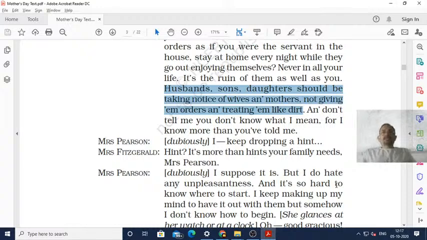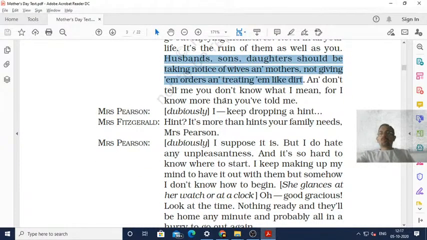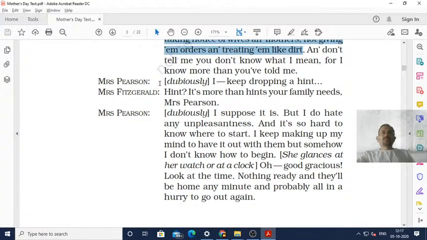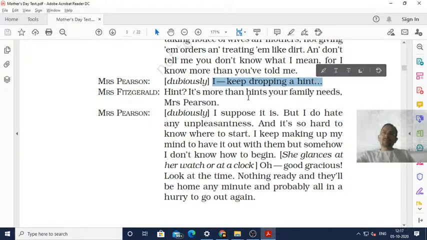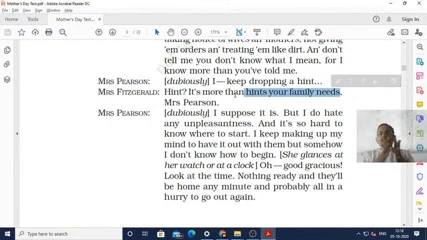Next, you see, and don't tell me you don't know what I mean, for I know more than you have told me. Mrs. Pearson, dubiously: I keep dropping a hint. Mrs. Pearson says, I keep dropping a hint to my family members, but they don't understand. Mrs. Fitzgerald: Hint? It's more than hints your family needs, Mrs. Pearson. It's more than hints that your family needs.